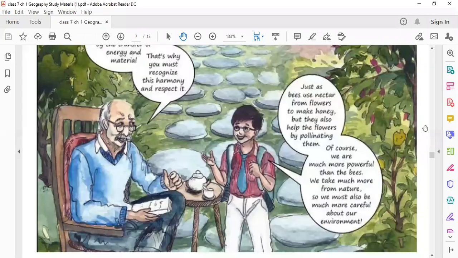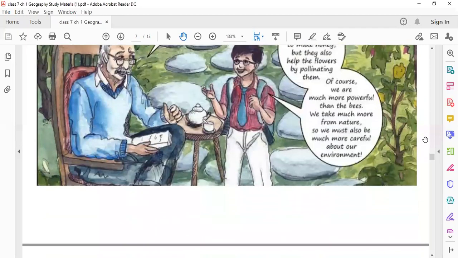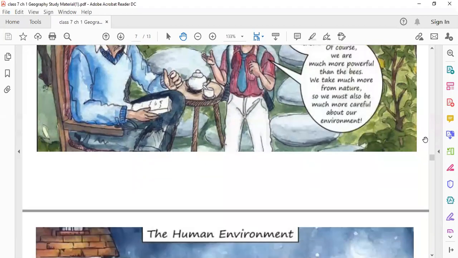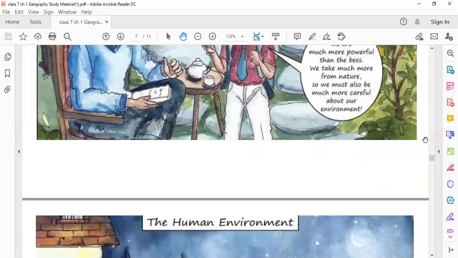Just as bees use nectar from flowers to make honey, but they also help the flowers by pollinating them. So we are also supposed to take care of all the things which the environment has rendered us. Of course, we are much more powerful than the bees. We take much more from nature, so we must also be much more careful about our environment.